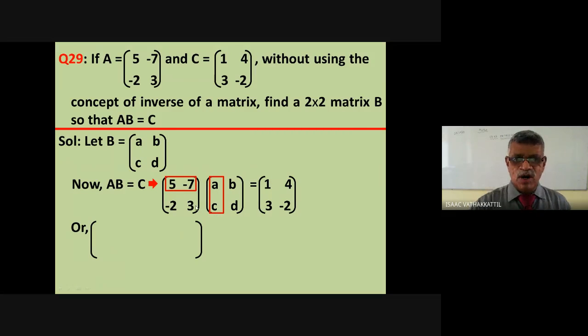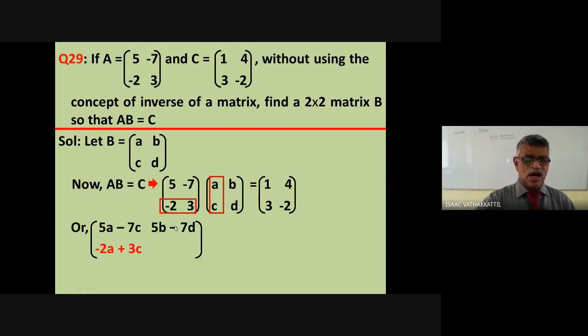First row, first column, 5a minus 7c. Agreed? Any difficulty in multiplying matrices? First row, second column, 5b minus 7d. Now second row, first column, minus 2a plus 3c. Now you must master it, how you multiply matrices. And second row, second column, minus 2b plus 3d.